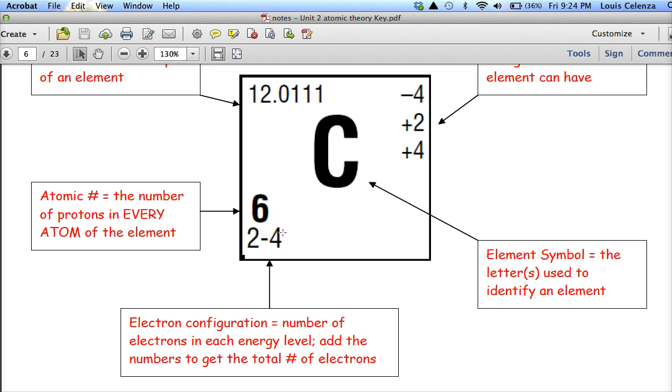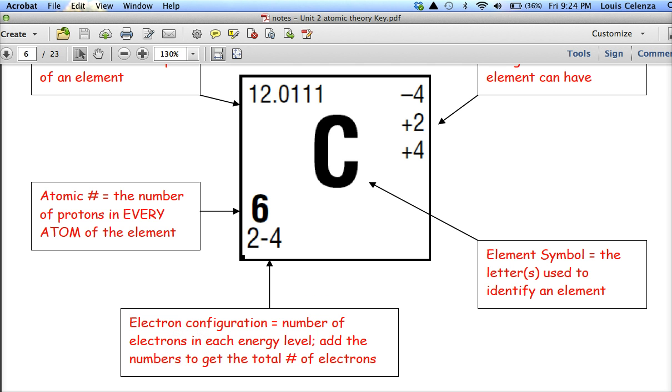Now, the electron configuration in this particular case for carbon is 2, 4. Notice how if you add 2 and 4, it comes out to 6. That's because the 2 and the 4 are the electrons. Now, why are they separated by 2 and 4? Because this is based on the Bohr model of the atom, right?